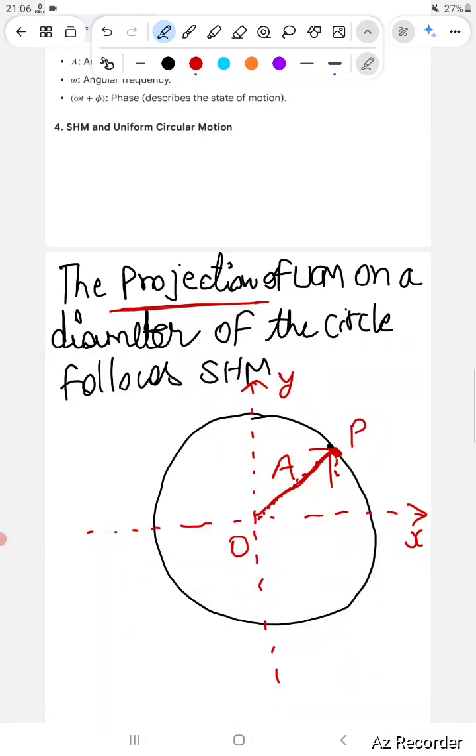सबसे पहले मैं P का प्रोजेक्शन x-axis पर लेता हूँ. When I take the projection of P on the x-axis, ये यहाँ पर होगा. When person P reaches point Q, तब इसका प्रोजेक्शन यहाँ पर होगा. जब ये पर्सन आगे जाएगा तो प्रोजेक्शन यहाँ होगा, यहाँ होगा. प्रोजेक्शन आगे पीछे about O move होता रहेगा.